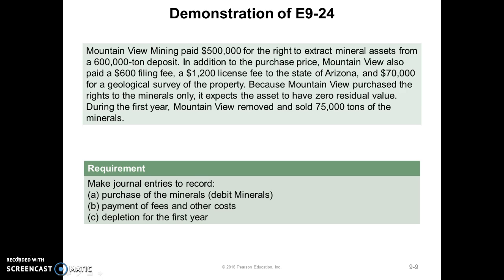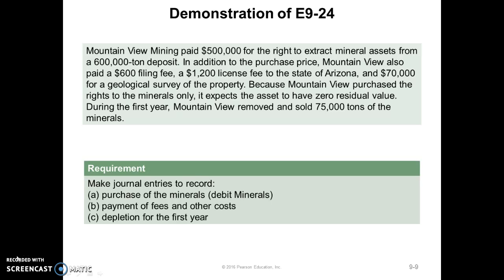Now this demonstration is for if you are extracting minerals. This says Mountain View Mining paid $500,000 for the right to extract mineral assets from a 600-ton deposit. In addition to the purchase price, so we know the purchase price is $500,000, Mountain View also paid filing fees of $600, a $1,200 license fee, and $70,000 for a geological survey.